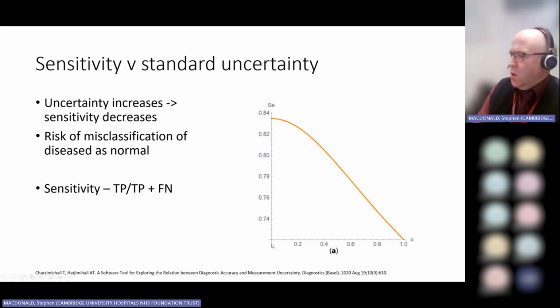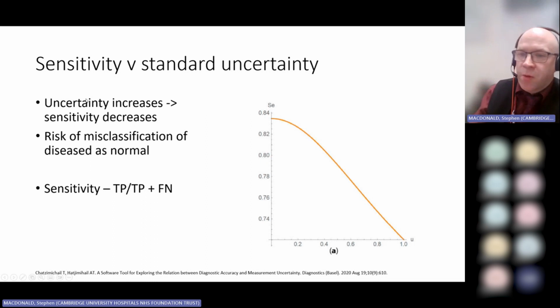So if we look on the x-axis on this graph, this is a log transformed standard uncertainty increase. Actually that 1.0 represents a 10-fold increase in measurement uncertainty, going from 1% to 10% in the case of a glucose assay. You can see that the sensitivity is quite dramatically affected. Starting with a sensitivity of around 83.5, increasing the measurement uncertainty will cause that to drop significantly, down to around 70%.